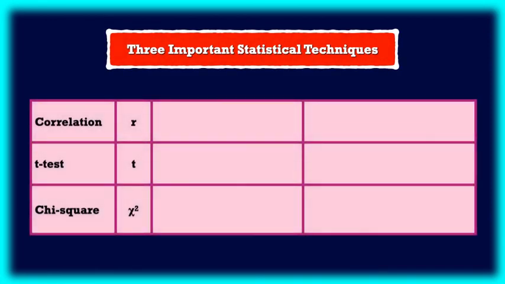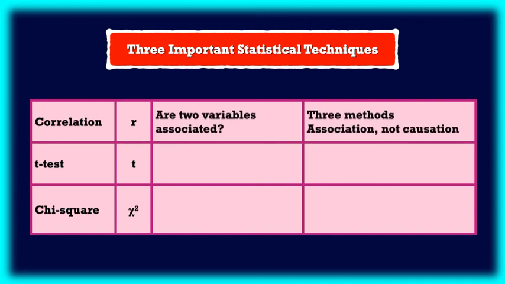So we've looked at three important statistical techniques. Correlation is always small r, t-test is always small t, and the chi-square is the Greek letter chi with a square in it, because in fact there's a square in the calculation. Correlations just ask the question, are two measurements associated? So that high in one means high in the other. But remember, there are three methods, and it's not causation. Now, it may be causation, but you have to have other evidence.